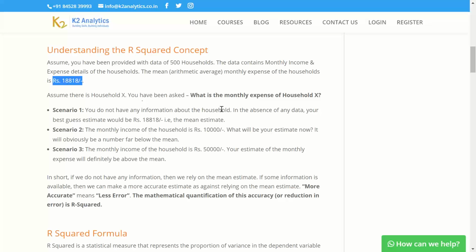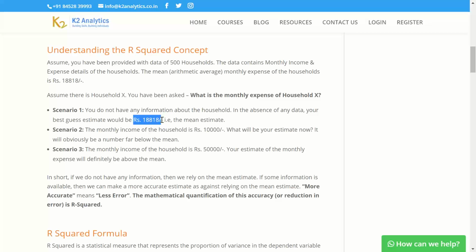In the absence of any data, any information about that household, our best guess estimate is the mean estimate, because that household can be having very high income and very lavishly they might be living, or they might be living in a very shabby condition. We don't know. So in the absence of any information, our best guess estimate is always the mean or the median statistic. In this case, because the mean is given to you, we will go with the mean statistic.